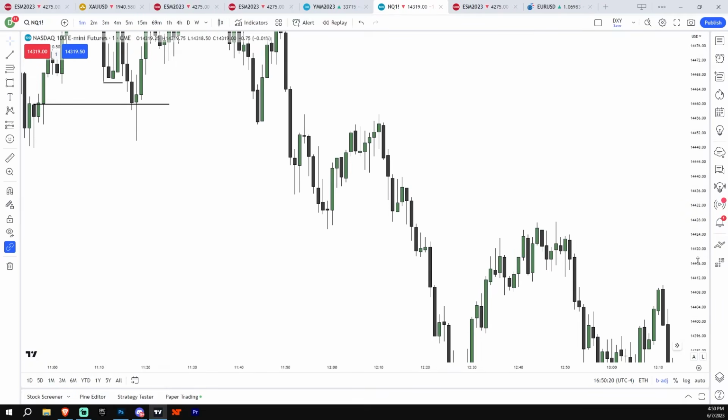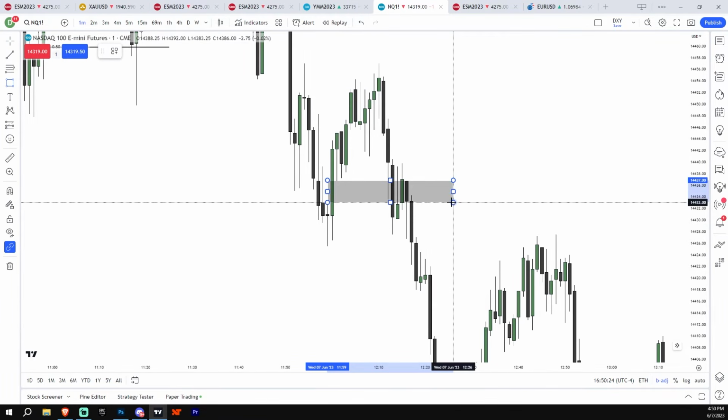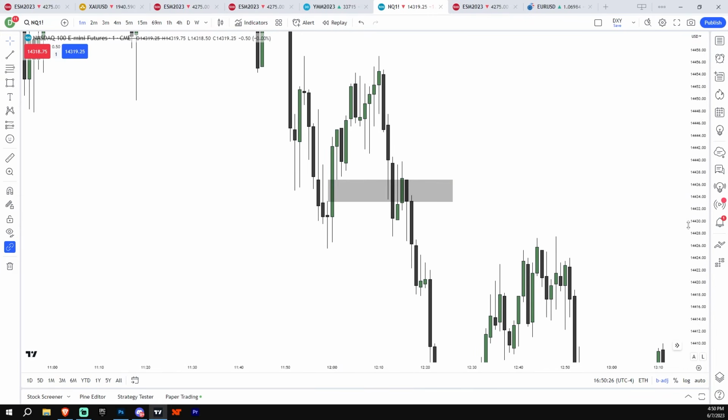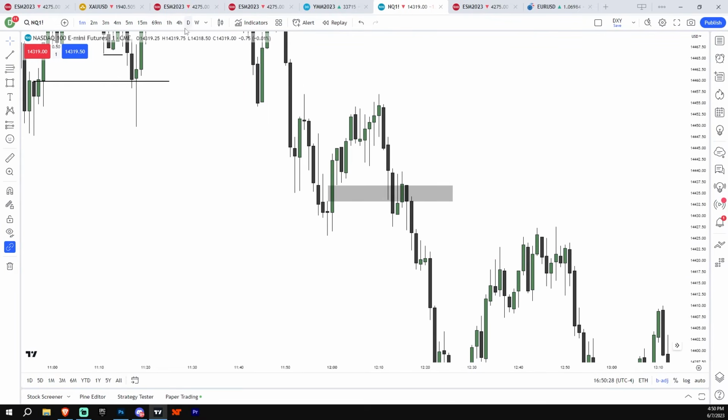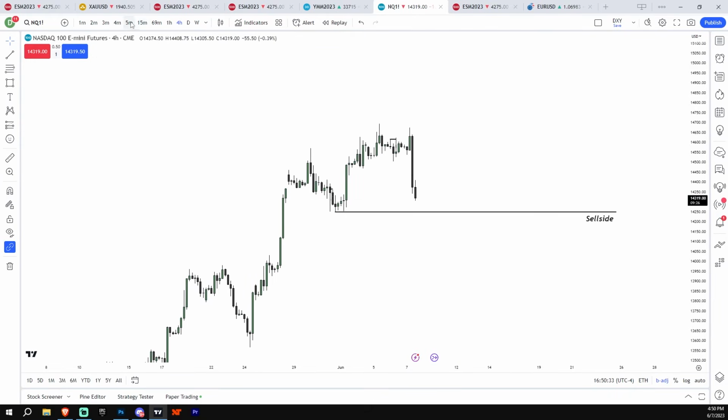Okay, another great example is something like this. Okay, why would I use this fair value gap? It's because this is the only one in the leg. Okay, and at the same time, if we look at where the draw on liquidity is at this point, looks like the draw is going to be right here.